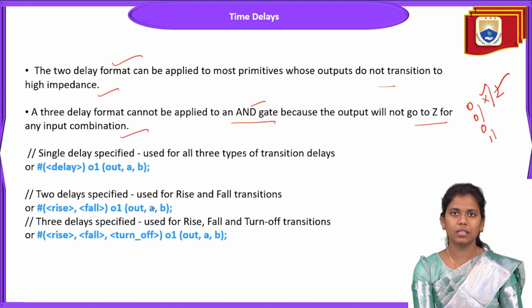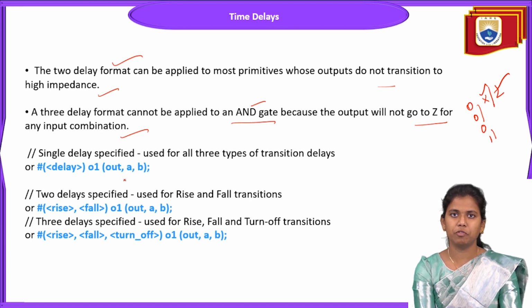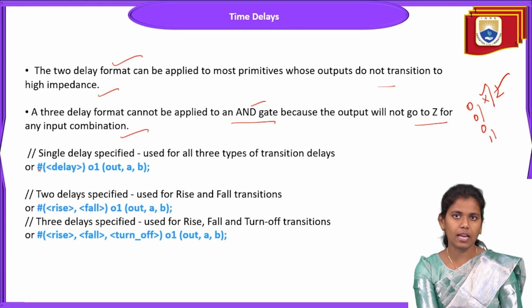But some other complex gates can be applied. And then the single delay specification. How do we specify the single delay for all the three transition delays? See here, if you observe, we are presenting the delay with respect to the AND gate, right? So AND gate with delay 0, 1 is nothing but the name of a particular gate, and here it is a terminal list.